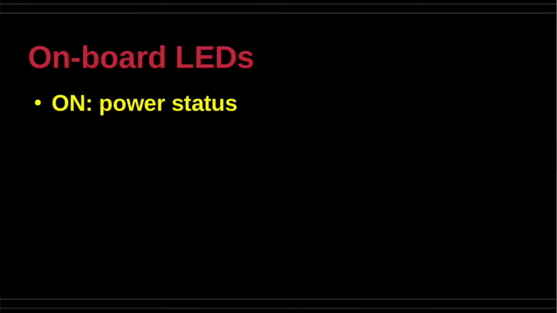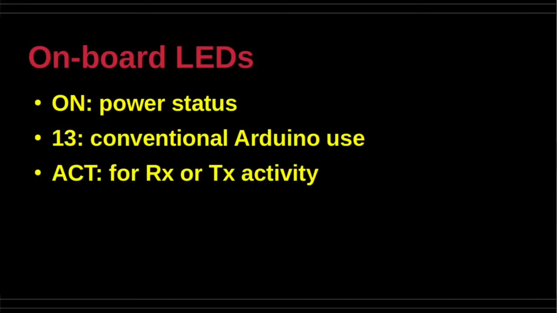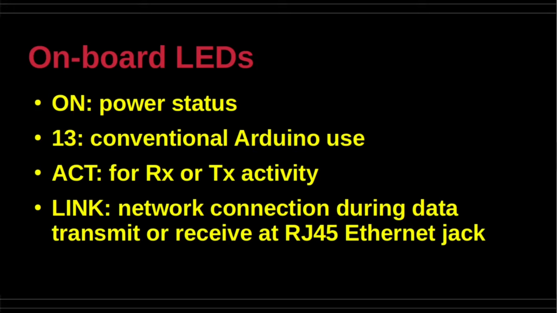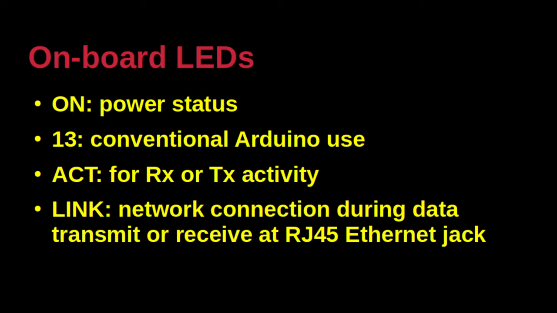There are four LEDs on board the shield. The power on and pin 13 LEDs are adjacent to the Ethernet RJ45 jack. The on LED signals that the shield and board are connected upon power up. The 13 LED is the standard Arduino board LED, which, being hidden from view with the hat, can now be viewed on the shield. The link and ACT LEDs are on the Ethernet RJ45 jack.